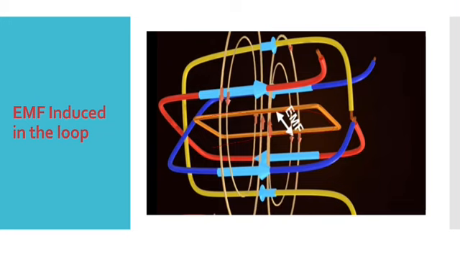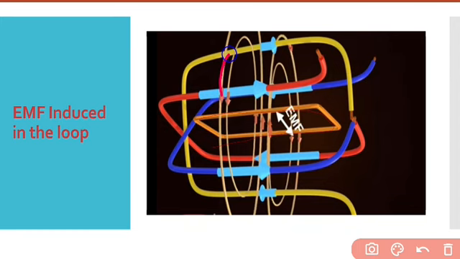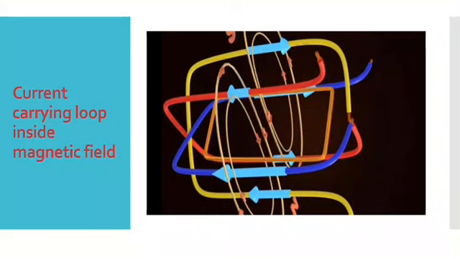According to the Lorentz law, an electromagnetic force will be produced on the loop and the loop will start to rotate. You can see here the electromagnetic force is produced, and the current carrying loop experiences that force, and due to that force the loop starts to rotate. The same phenomenon occurs in the induction motor as well.